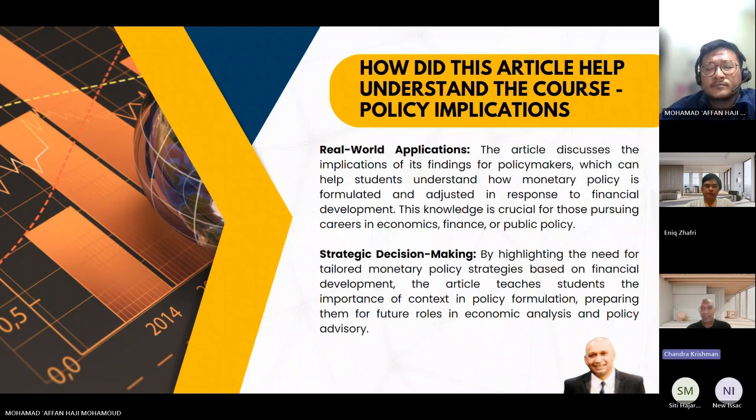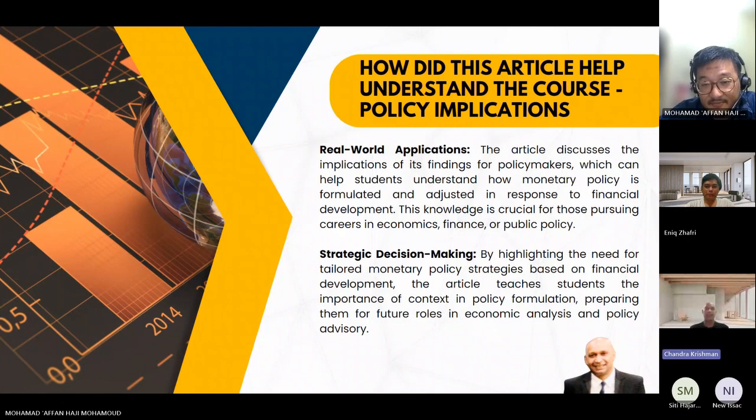Carrying on with how the article is helping students, this is regarding the policy implications. For real-world applications, the article discusses the implications of its findings for policymakers, which can help students understand how monetary policy works. This knowledge is crucial for those pursuing careers in economics, finance, or public policy.